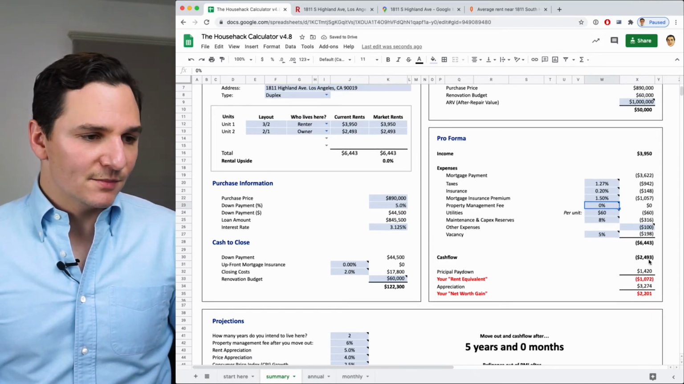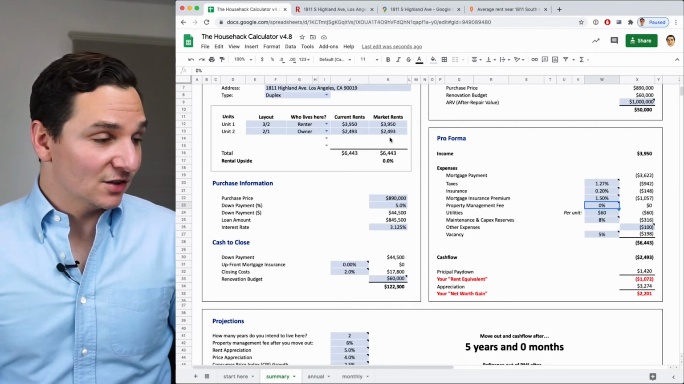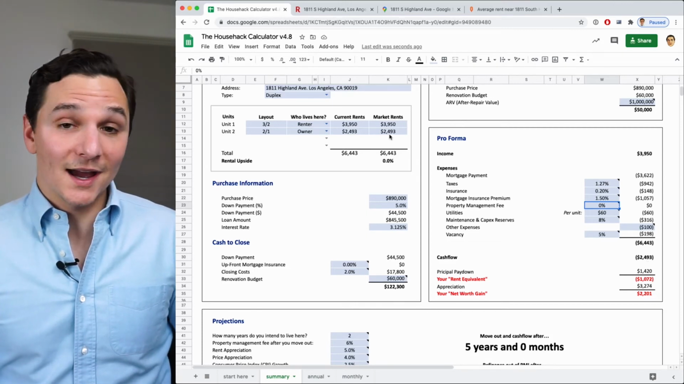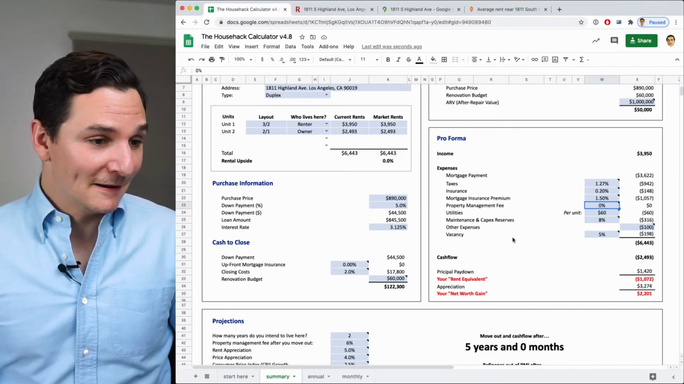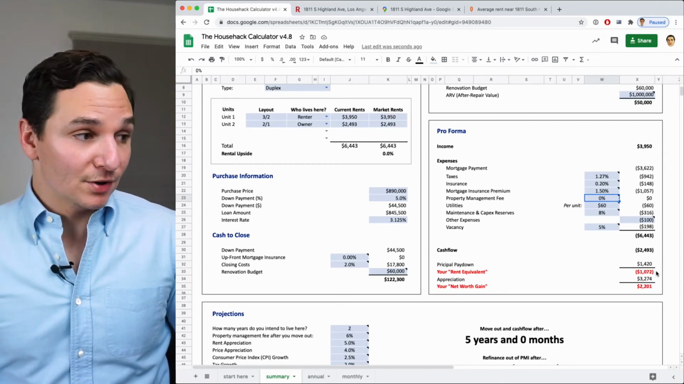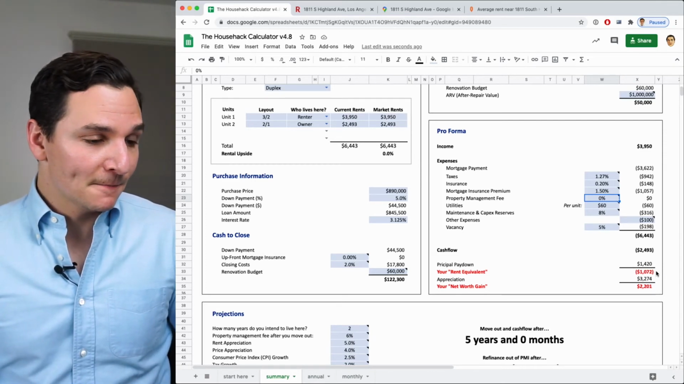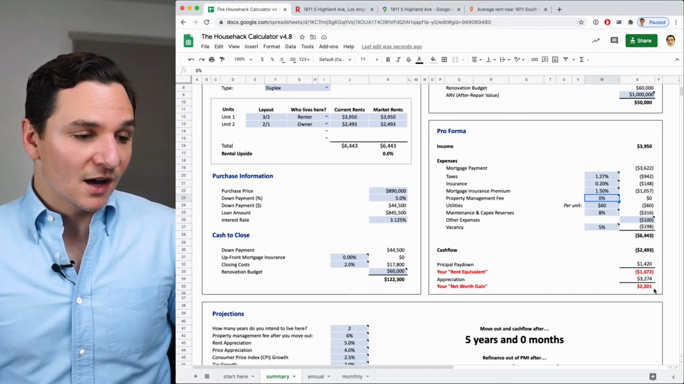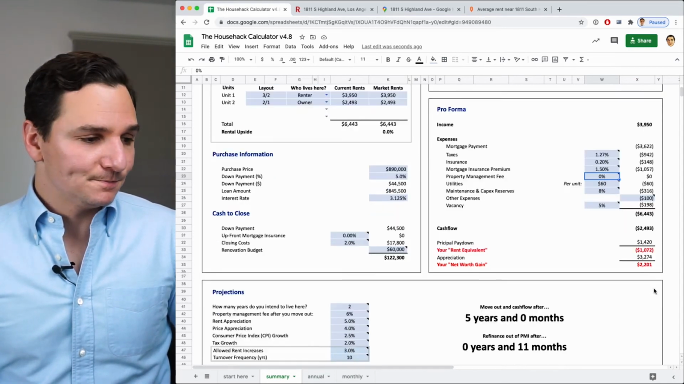Well, the cash flow comes up to $24.93, which is really ironic because that's actually the market rent for the unit. Wow, and I did not plan this in advance. The principal pay down is $1,420, so your rent equivalent is $1,000, which is still a great price to pay for a 2-1 in this neighborhood. And then your net worth gain is $2,200 per month.